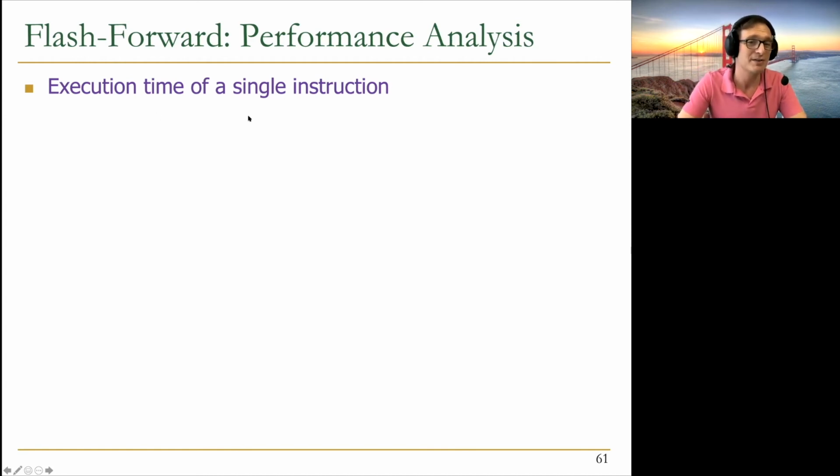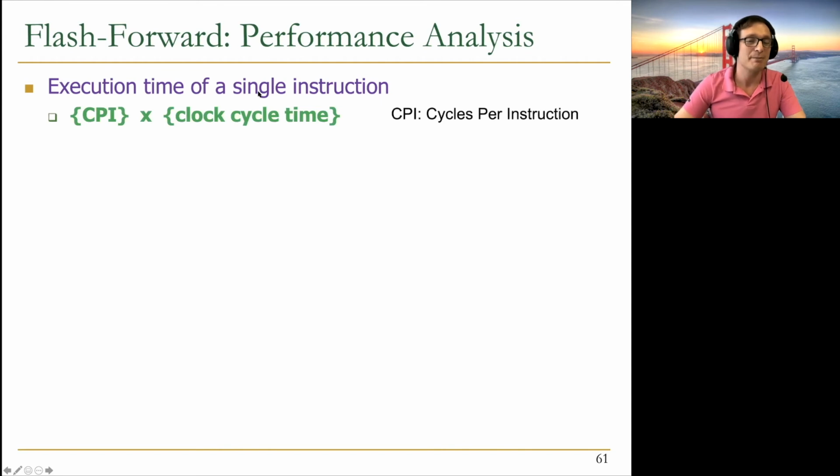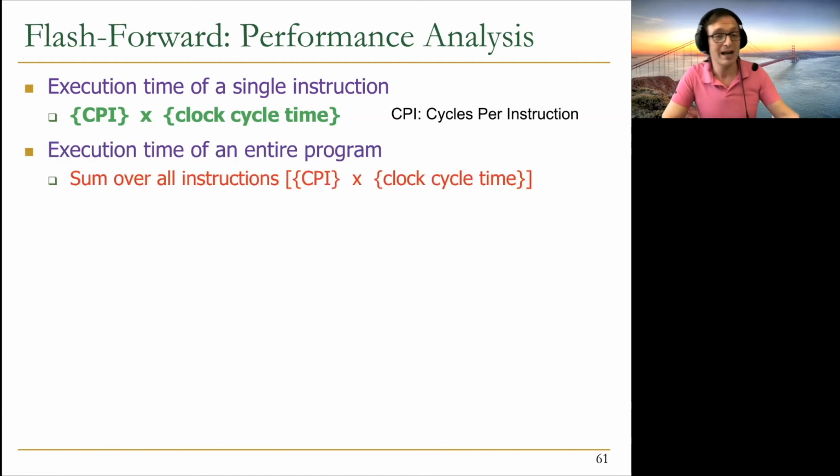So execution time of a single instruction can be expressed this way. Essentially, how many cycles do you take to execute the instruction? This is called CPI, or cycles per instruction, times how long does a clock cycle take? Hopefully this is obvious, right? In a single cycle machine, CPI is always 1, and clock cycle time is long. But this is a single instruction. What about an entire program? Execution time of an entire program is you do this for every single instruction and you sum it up. Essentially, sum over all instructions executed in the program, this CPI times clock cycle time.